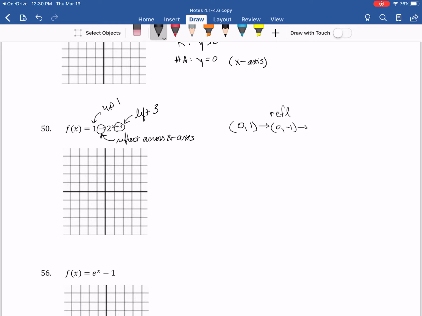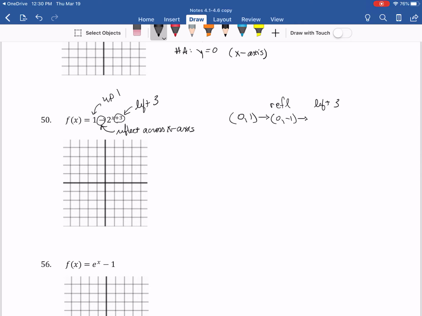The next transformation I will apply is going to the left. Go left 3, okay? So where does that new point, (0, -1), go? It's going to go to (-3, -1). And then the last transformation is to go up 1. Up 1. So now the point (-3, -1) goes to (-3, 0). So this is my crucial, or my key point. That is my key point.